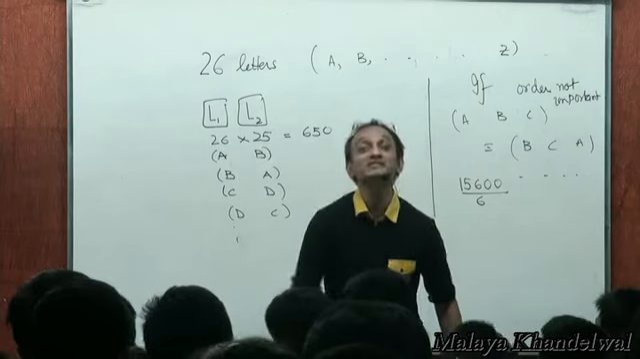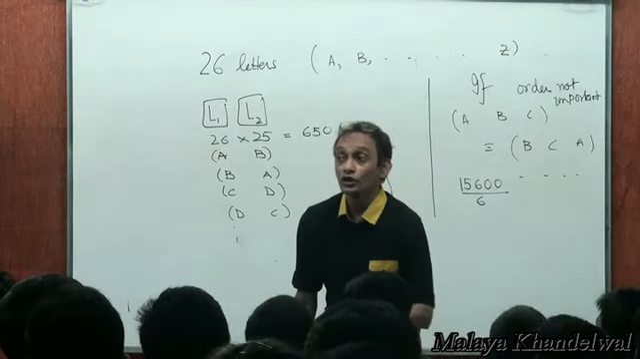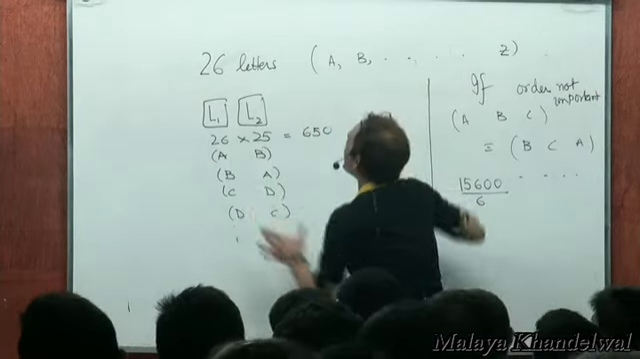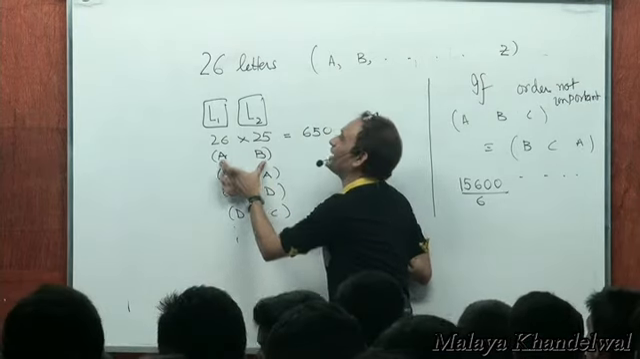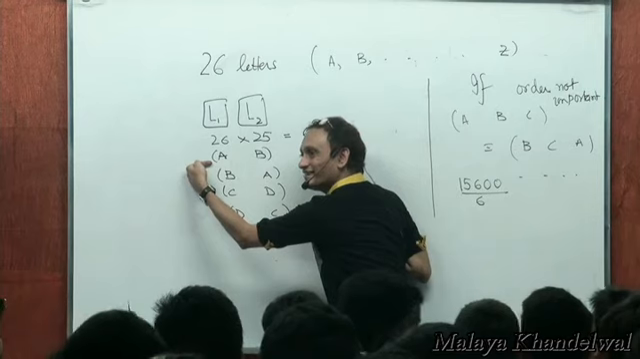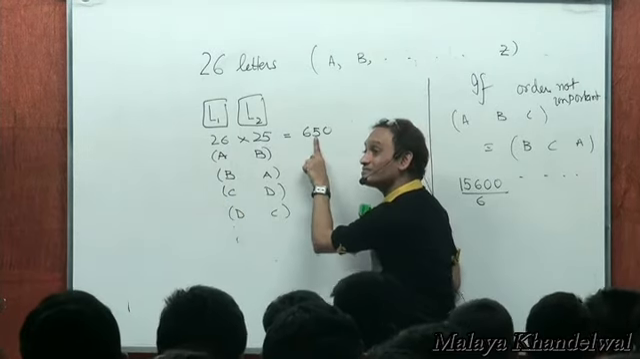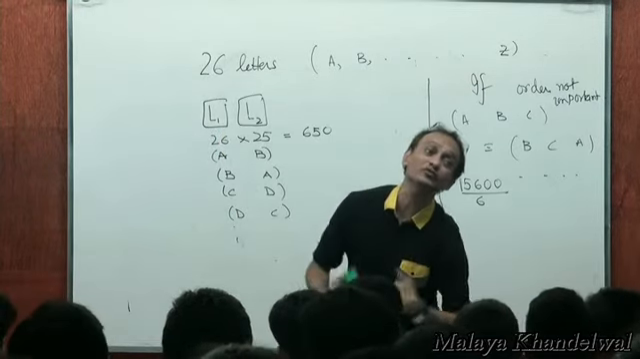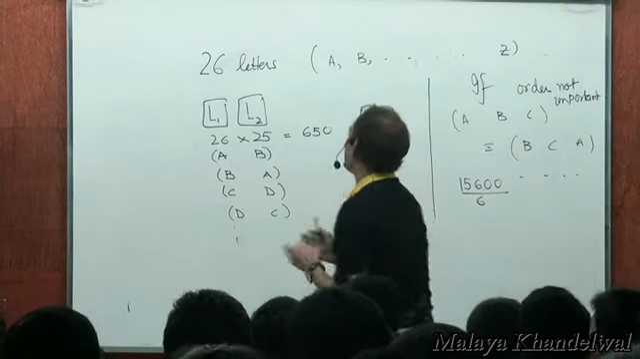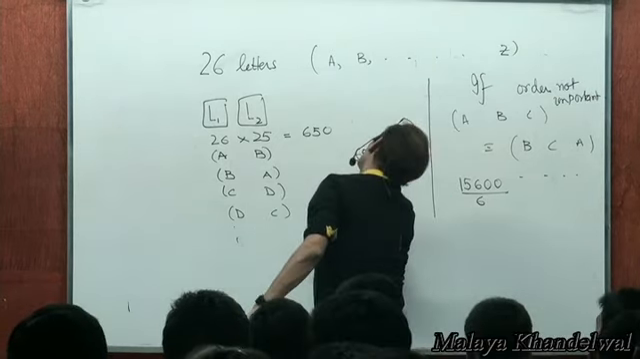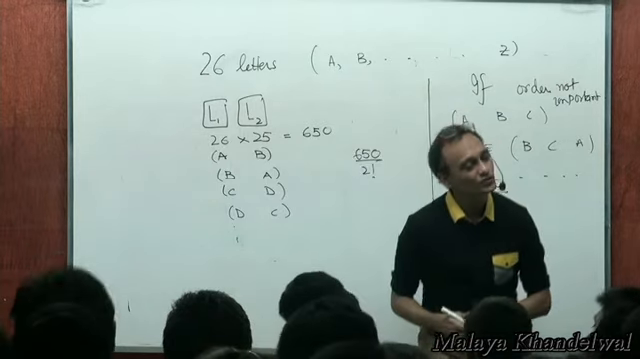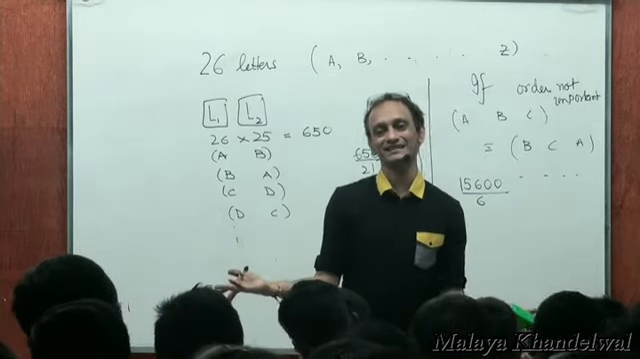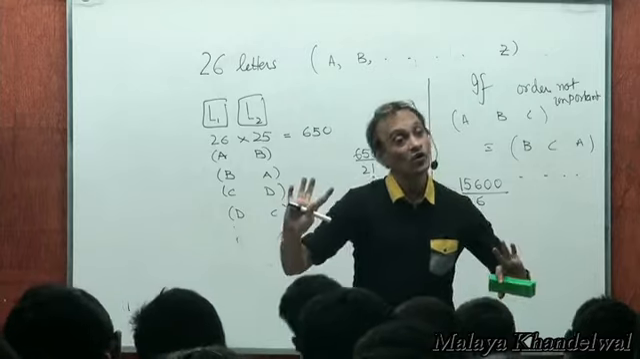But if someone said, no, I only want selection of 2 letters from 26 available, then for every pair AB that I use to create a word, AB or BA, only 1 is relevant. So I have to suppress this count. Every 2 actually means only 1, so I will have to divide the total count by 2. Therefore, what would be relevant would be 650 by 2 factorial. That would be the number of ways in which 2 could be selected out of 26. Yes or no? Yes, sir.